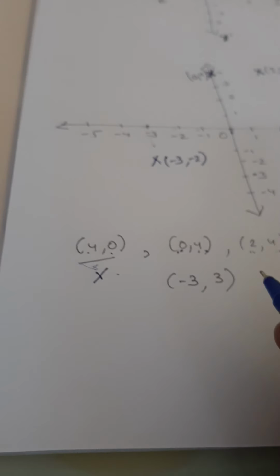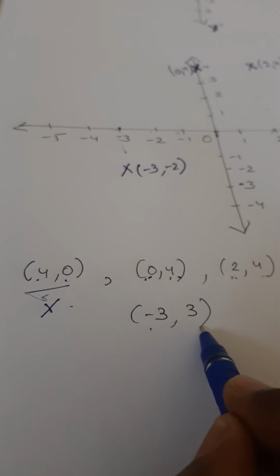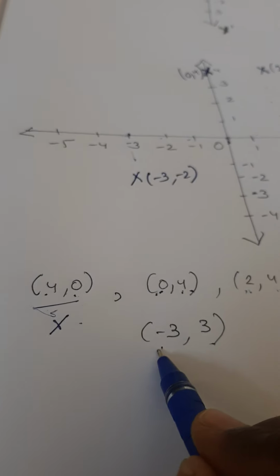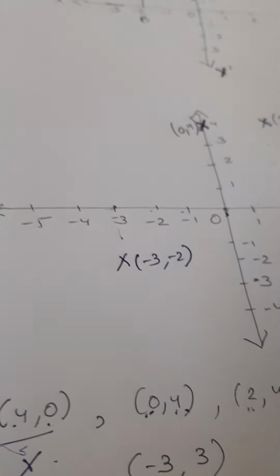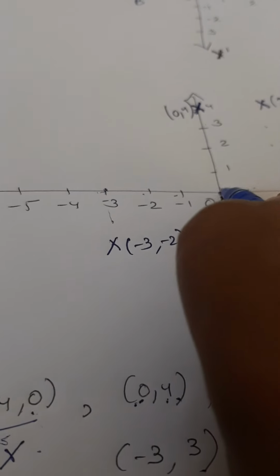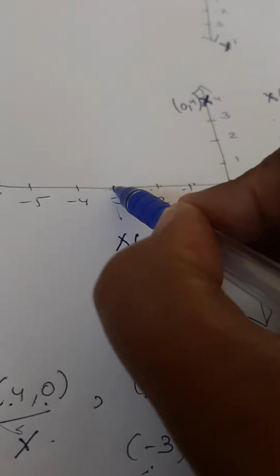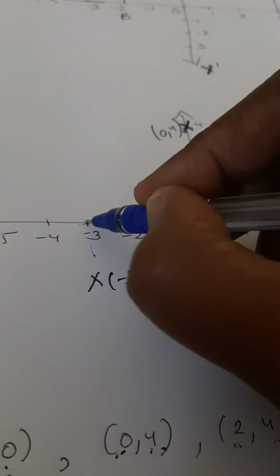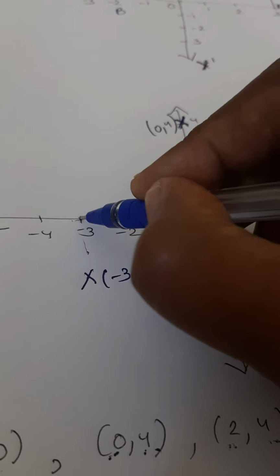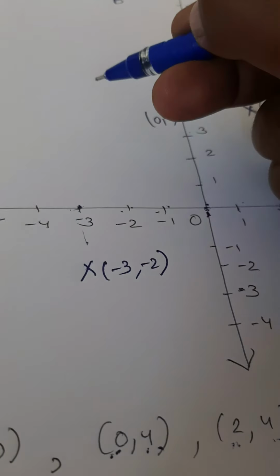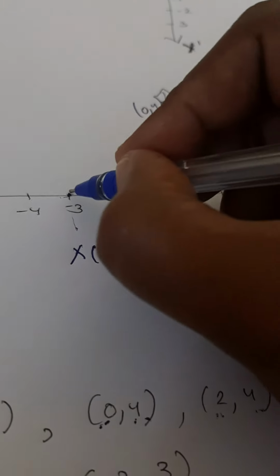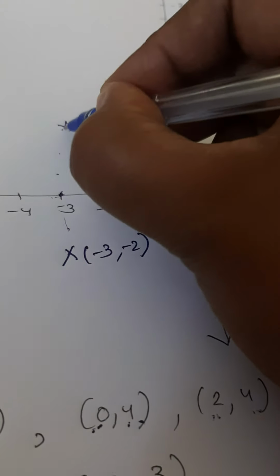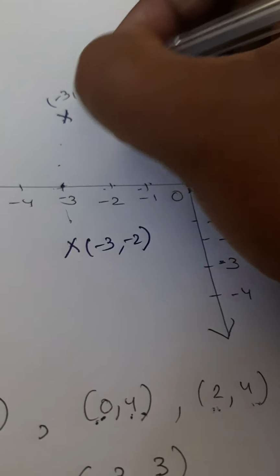Correct? The last point is (-3, 3). So -3 means I have to move 3 units on the negative x-axis. So 1, 2, 3 here, and the y coordinate is 3, that is plus 3. So from -3, I have to move plus 3 parallel to the y-axis, but above it because it is plus. So it will be 1, 2, 3. So the point will be here, (-3, 3).